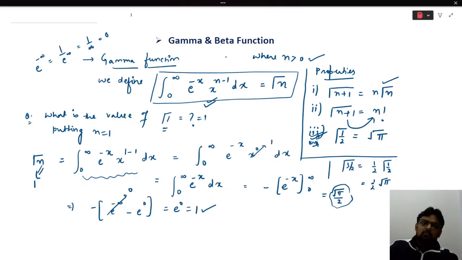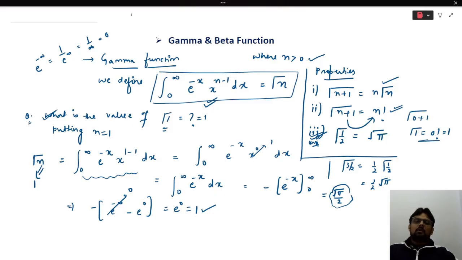Similarly, we can solve the other values of gamma in a similar manner. So this is the question. The value of gamma 1, we can prove easily that the value of gamma 1 is 1, and these are the properties. From here we can also observe that for the value of gamma n plus 1, if we put n equals to 0, this is 0 plus 1, this is gamma 1, and this is 0 factorial, so the value of 0 factorial is 1. But with the help of this integration, we can also prove the value of gamma 1 is 1.